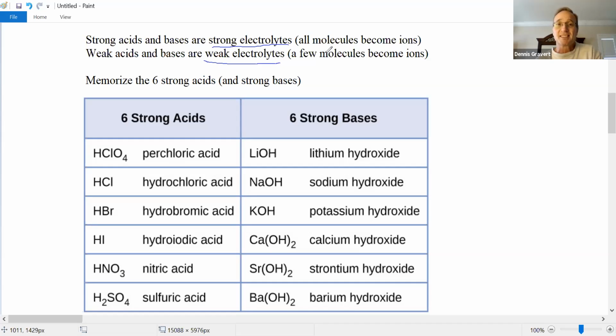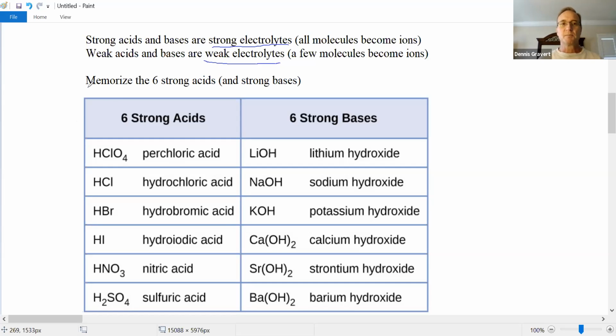Okay, so if those electrolytes, molecules that form ions, either all the way or just a few of them do it, happen to be acids and bases, then we create strong acids and bases if they're strong electrolytes, and we have weak acids and bases if they're weak electrolytes. Strong acids are molecules where all the molecules release H plus, they all donate H plus. Weak acids are ones where some of them fall apart to ionize and others remain intact.